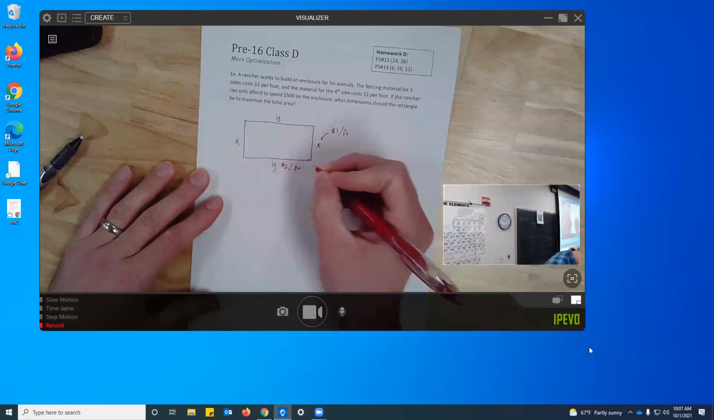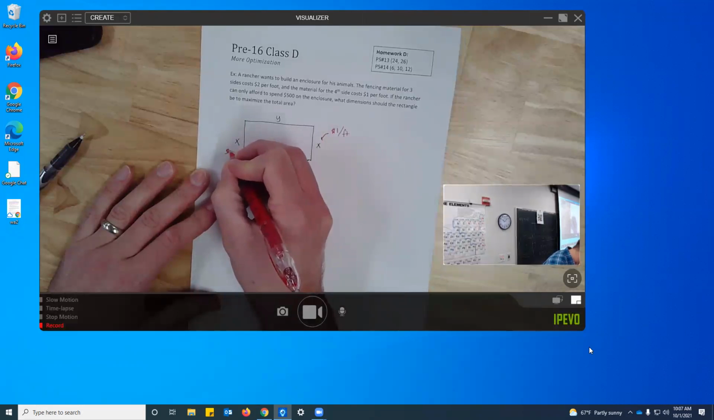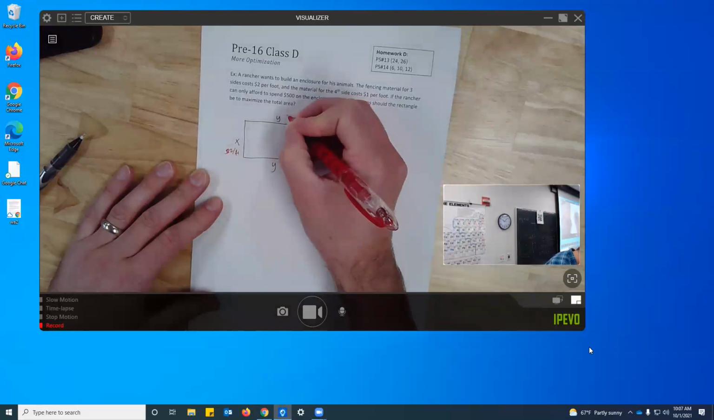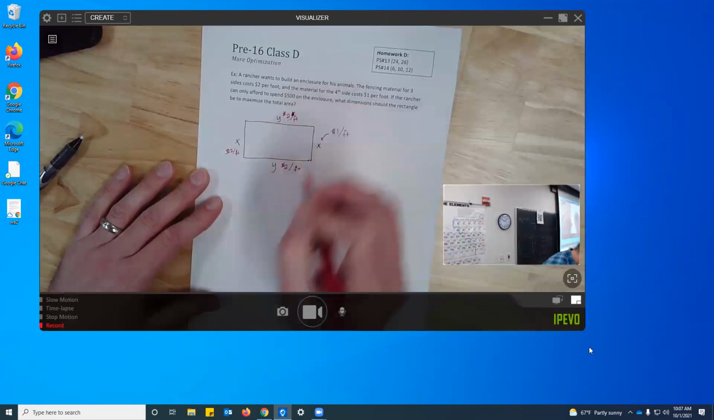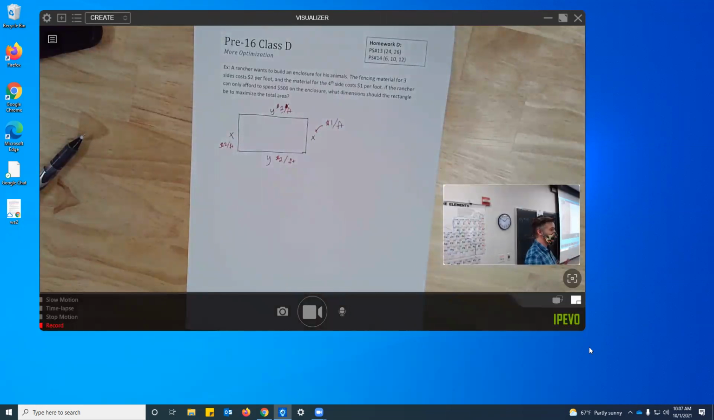So this one is $2 per foot. This one is $2 per foot. And this one is also $2 per foot. And I'm putting the dollar signs in the wrong place sometimes. Sorry about that. So that's going to help us when we start writing our constraint equation.